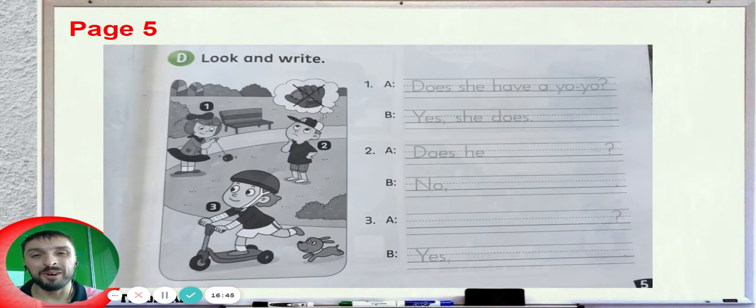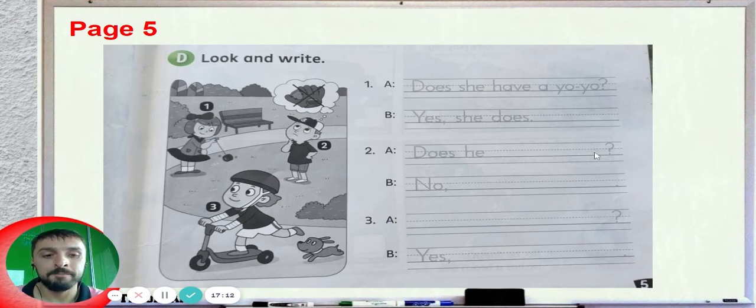Okay, oh wait, we've got one more thing to do. Page five, last part. Okay, look and write. Let's look at number one. Can you copy? Does she have a yo-yo? Yes, she does. She has a yo-yo.